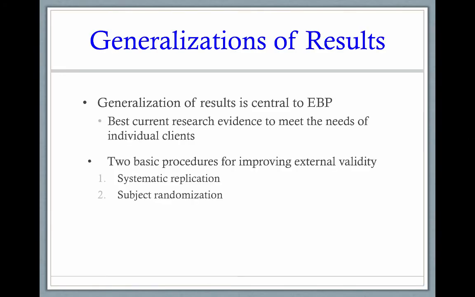All right, talking about the generalization of results, we spoke about this last week. Being able to generalize your results is central to evidence-based practice: the best current research evidence to meet the needs of the individual clients. There are two basic procedures for improving external validity. They include systematic replication and subject randomization.